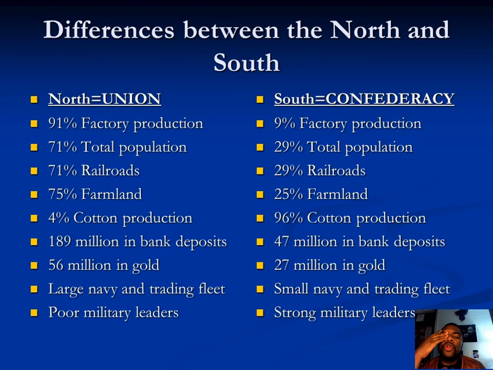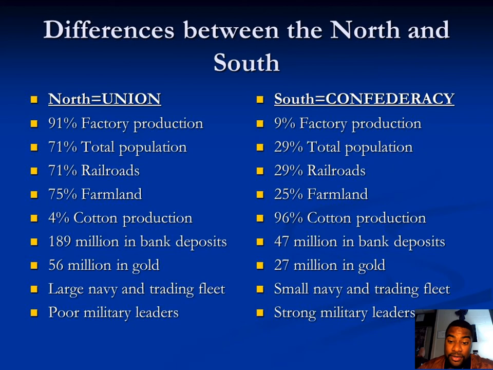The difference between the North and the South: the North, of course, was the Union. 91% of the North was factory production. They had 71% of the total population, 71% of the railroads, 75% of farmland. They were 4% of the cotton production. That's where the North came out, 4% of that, and 180 million in bank deposits, 56 million in gold, and a large navy and trading fleet. But they had poor military leaders.